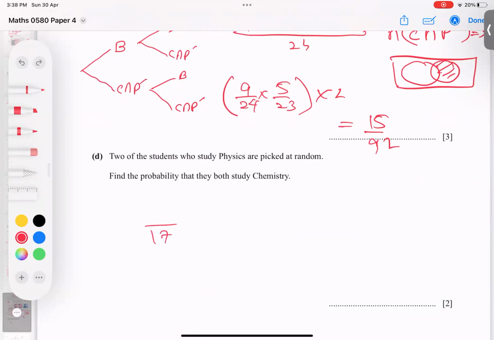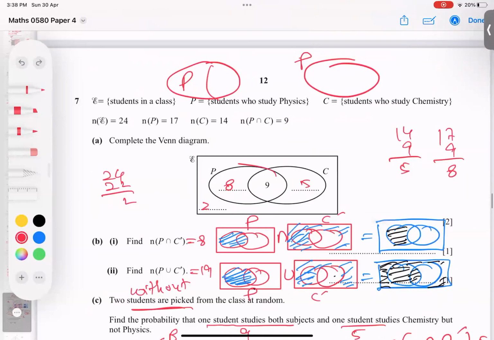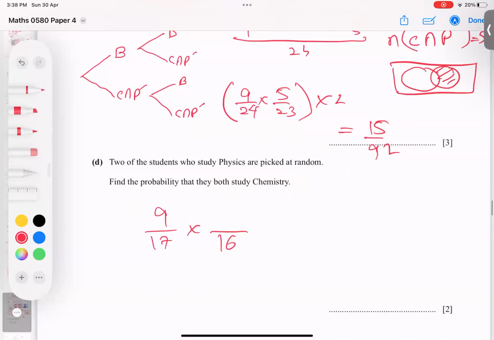Two students means one student from here and then one from 16. So what is the student? Those who also study chemistry. So in the circle of physics, 9 people take chemistry. So 9 comes here and 8 comes here. But in this option, no need to multiply by 2. Why? Because one student is there and the second is on the same branch, so we don't have different choices. So if I write it: 9 divided by 17 times 8 divided by 16. So the answer is coming 9 over 34.